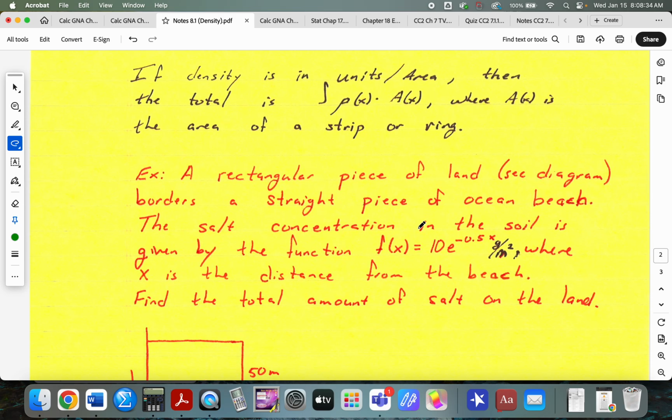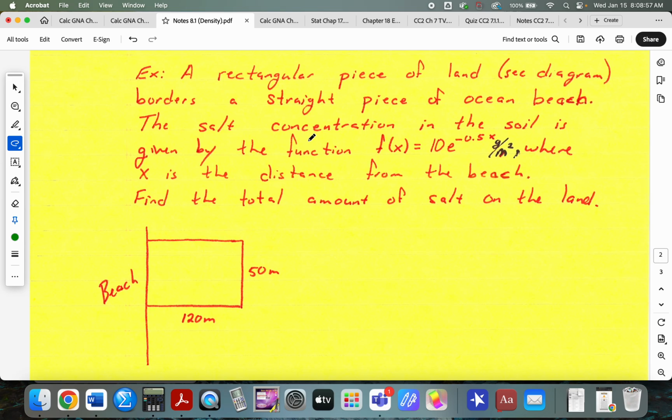So if the density is in units per area, what we're going to have to do is multiply the density times the area, where the area is the area of a strip or a ring, and I'll show you both of those. So here we've got a rectangular piece of land, shown in this diagram, that borders a straight piece of ocean beach. Yeah, we must have taken a picture or something because that doesn't actually happen. But like always in math, we're idealizing it.